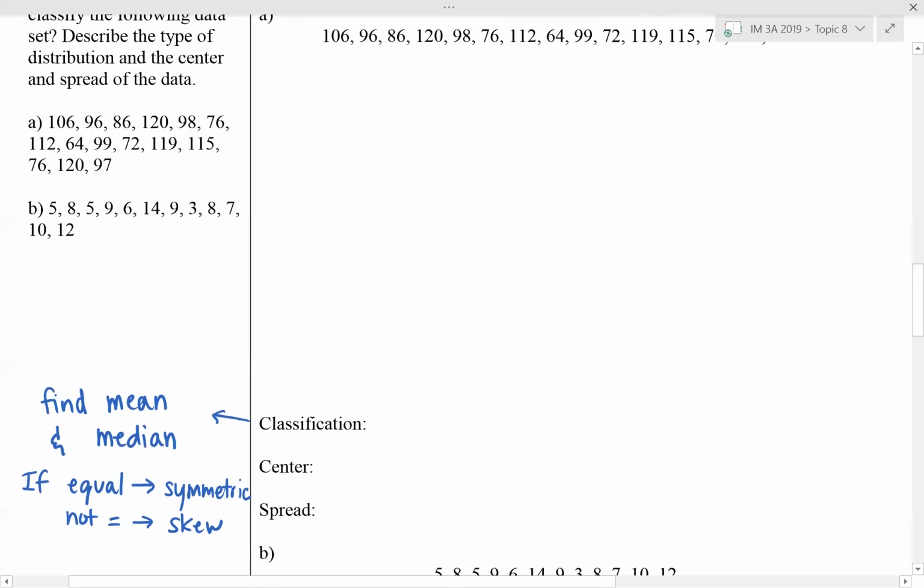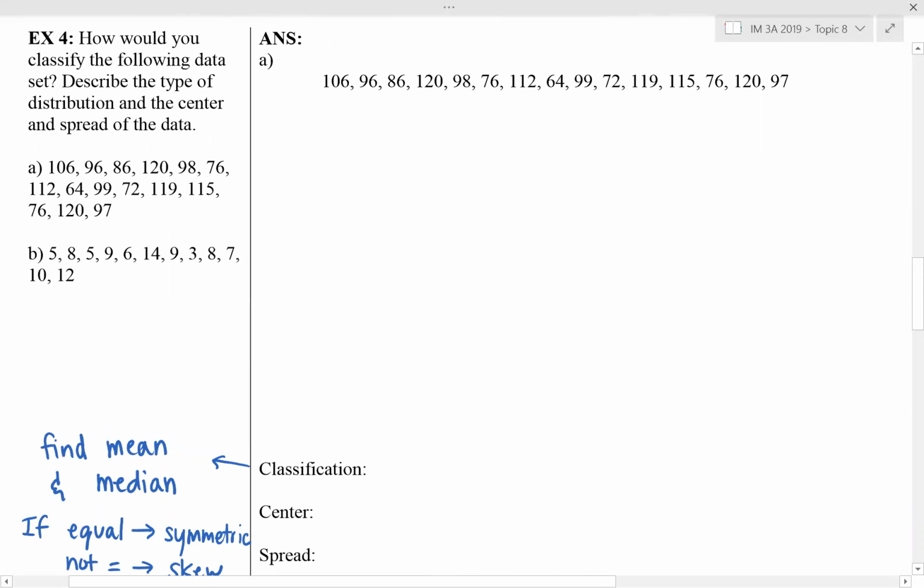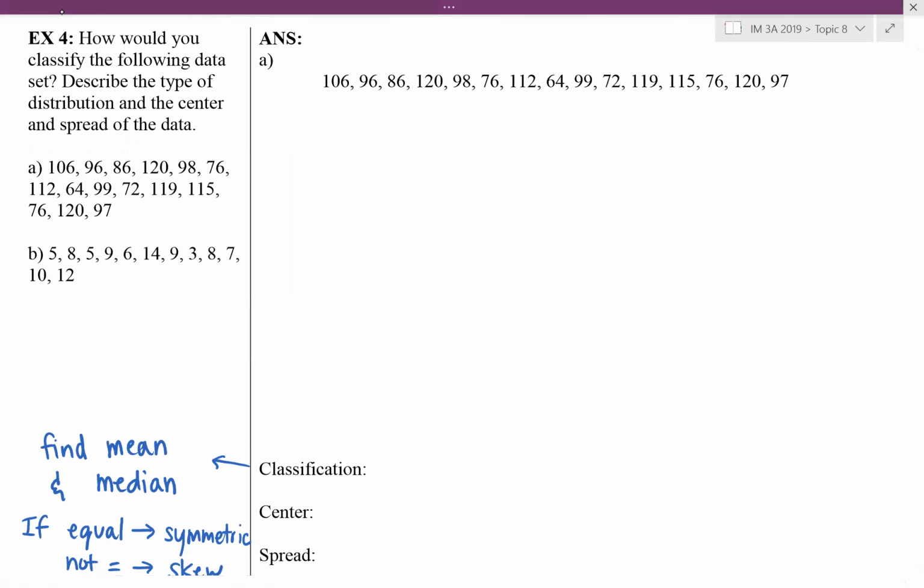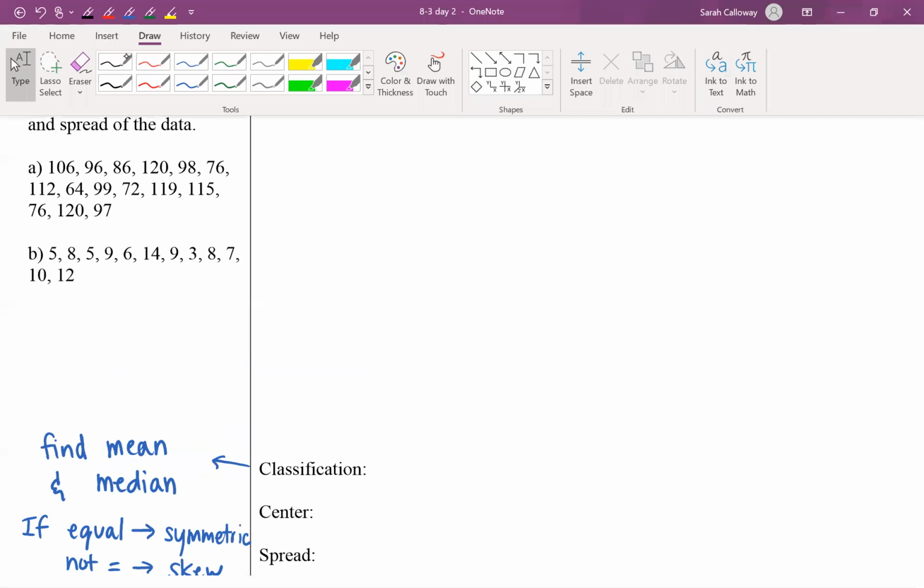So in order to find the classification, we need to find the mean and the median. And then that will tell us which one's the center. So one of those is the center, depending on if they're equal, it's symmetric, or if they're not equal, it's a skew data set. And so what we're gonna do first is take all of our data and put it in order so that we can find the median.